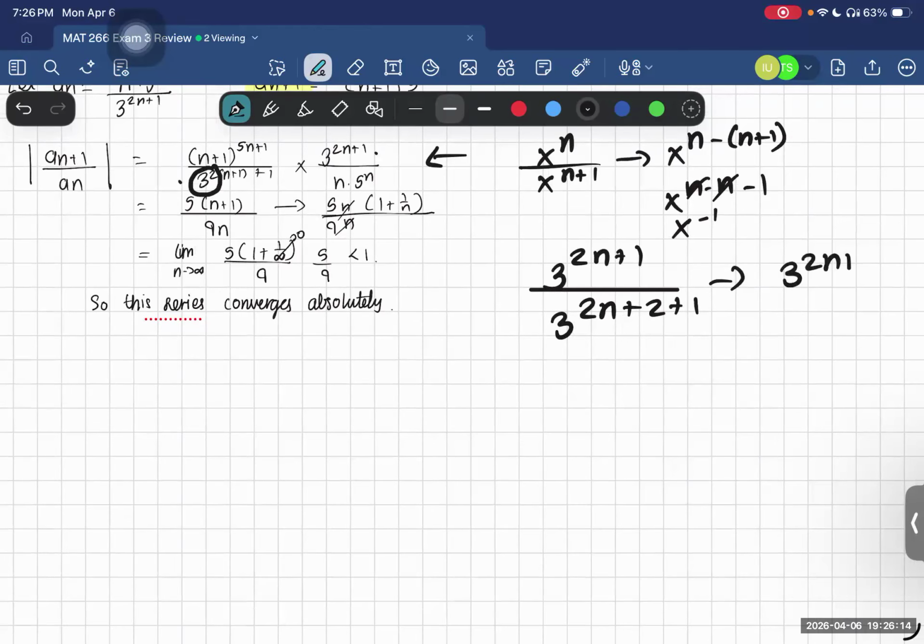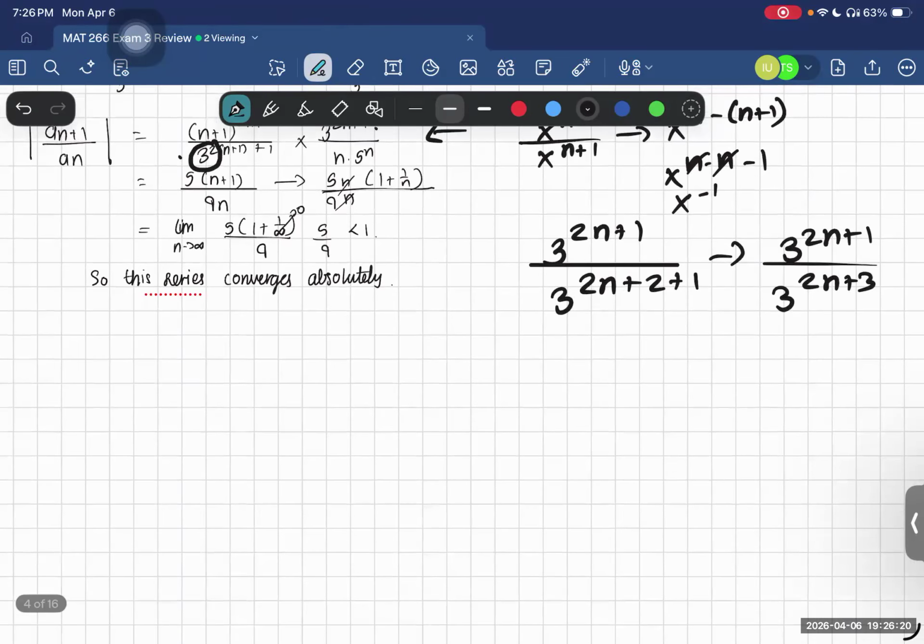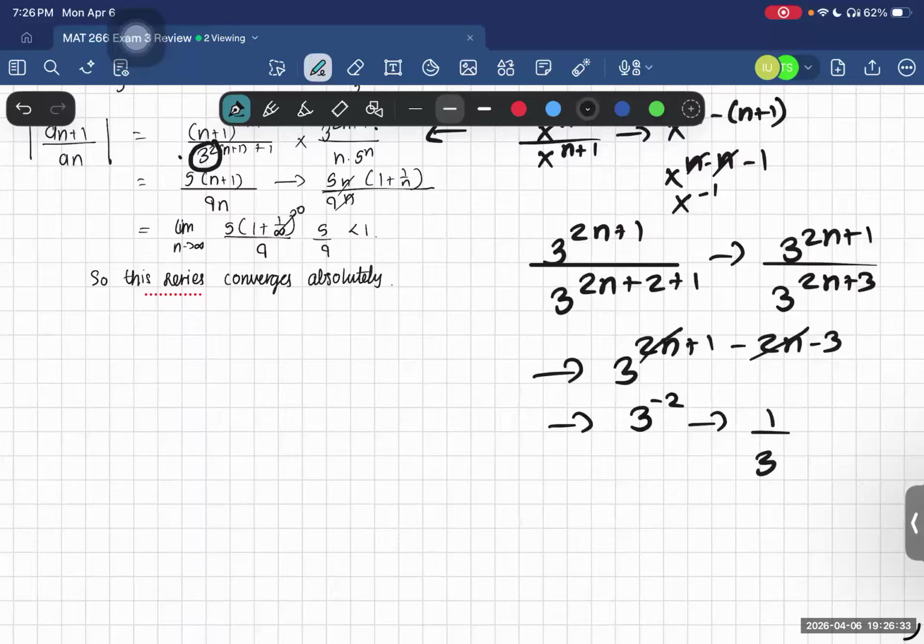So this becomes 3 to 2n plus 1 divided by 3 to 2n plus 3. If I have to convert this, I subtract: 3 to 2n plus 1 minus 2n minus 3. So this gets cancelled, this gets cancelled. So I have 3 raised to negative 2, which I can rewrite as 1 over 3 squared, and that gave me 1 over 9 here.